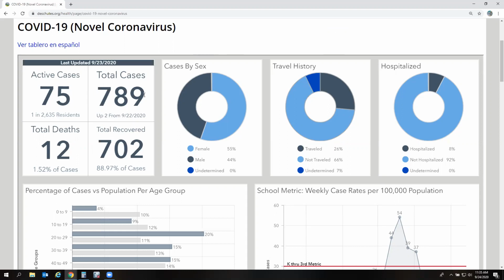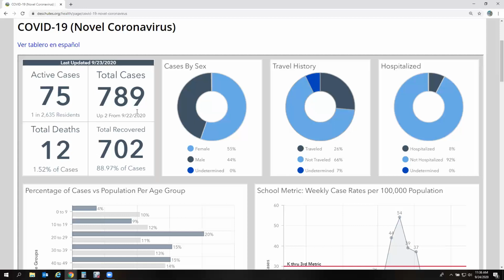So this box with the total cases gives you an idea of, as of today, the total number of cases we've identified for the county. And underneath there, you can see the increase from yesterday. So you can always look for the last updated. So this is updated on the 23rd, and you can see we increased 2 for our total cases from the day before.